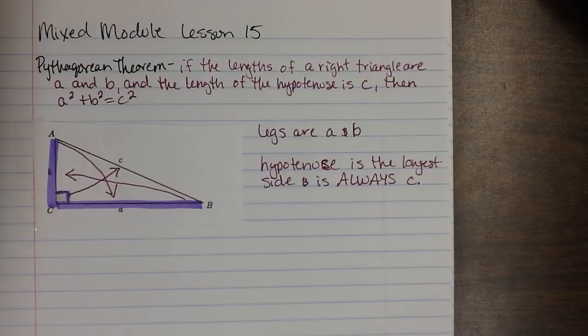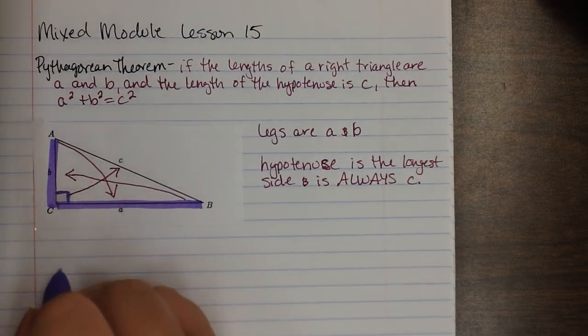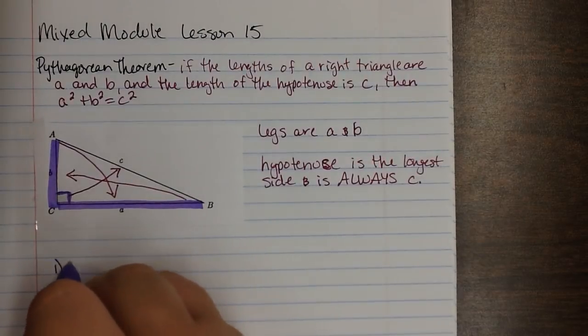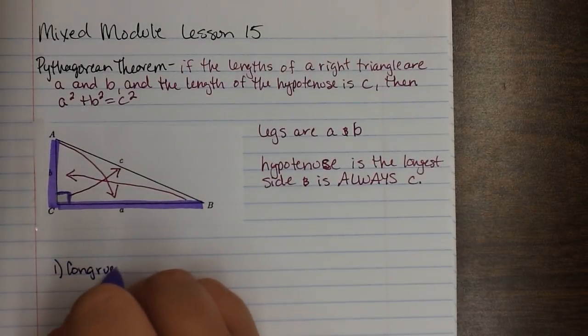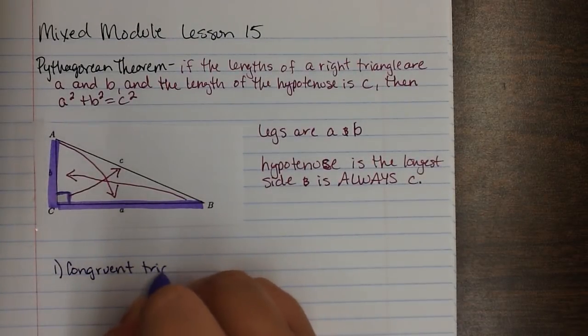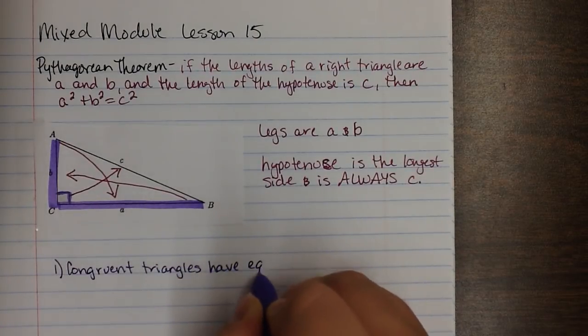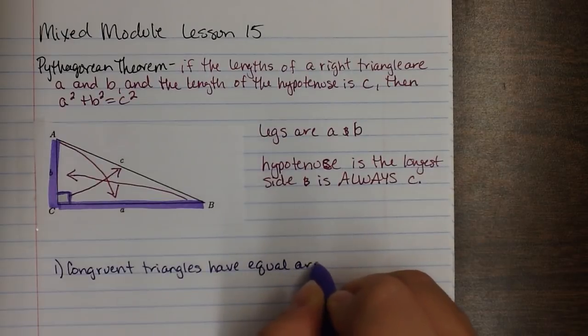And before we move on to look at the proof of the Pythagorean theorem, we need to know some basic facts about geometry. So we're going to write a couple things down here that we need to know. 1, congruent triangles have equal areas.